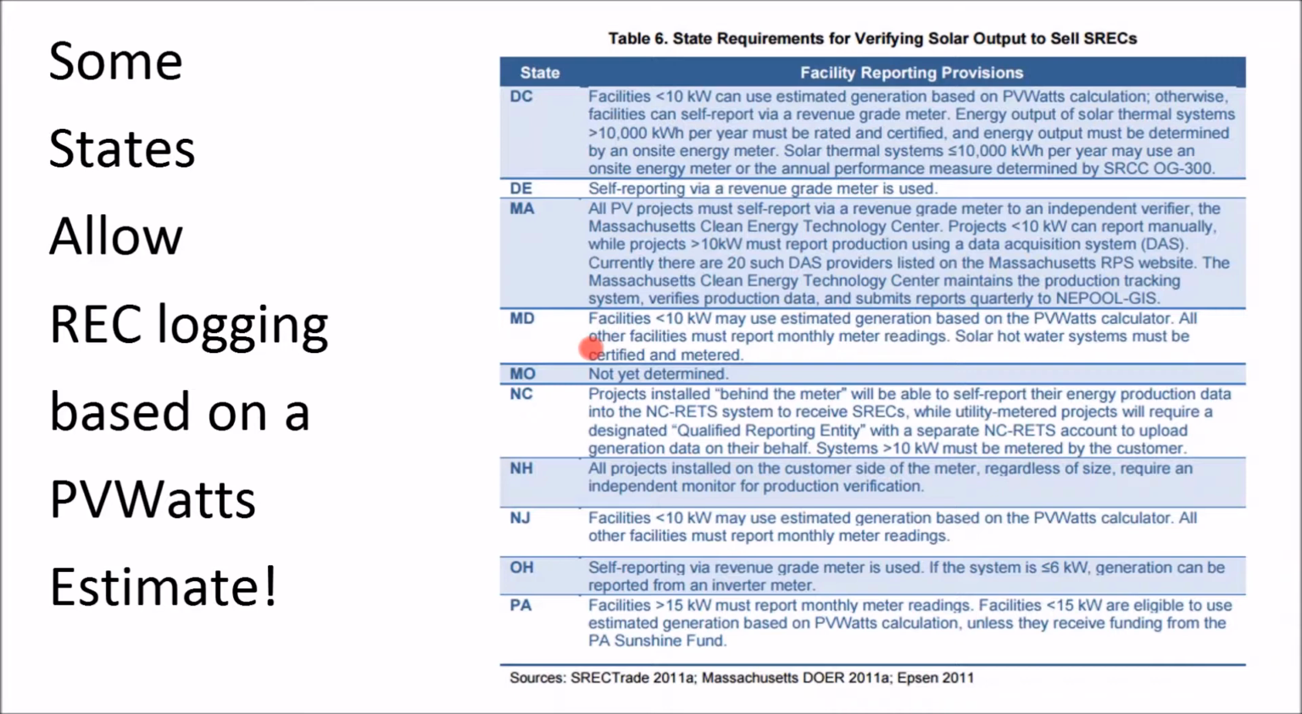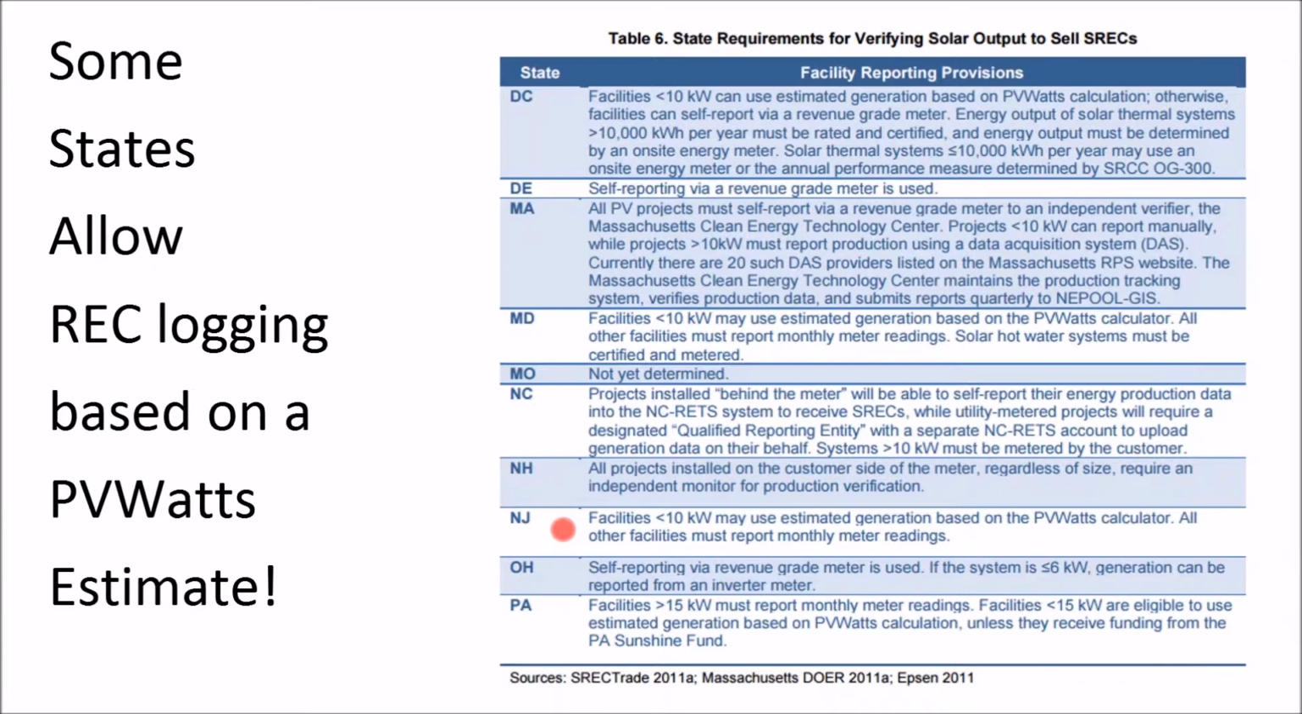Here are some other states. Maryland, you can do a PV Watts estimate. Pennsylvania, you can do a PV Watts estimate. New Jersey, which has a very lucrative REC market, you can use a PV Watts estimate. I suppose you're going to be committing fraud if you're logging these renewable energy credits into the system and then selling them if you never actually generate the renewable energy credit.